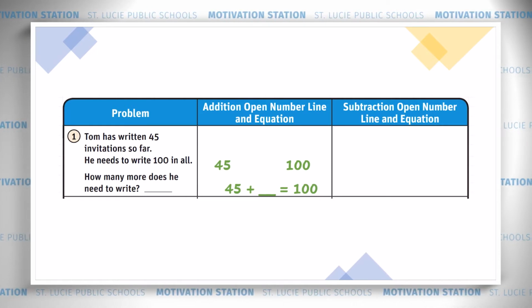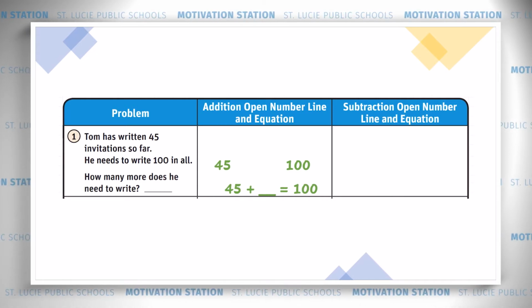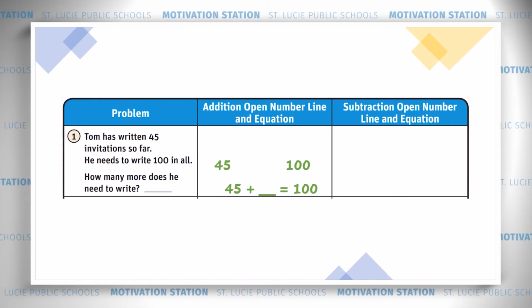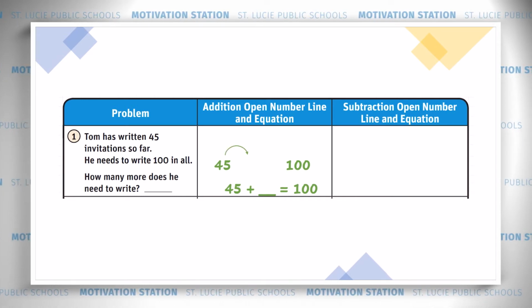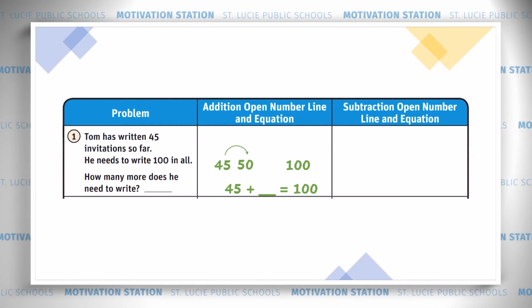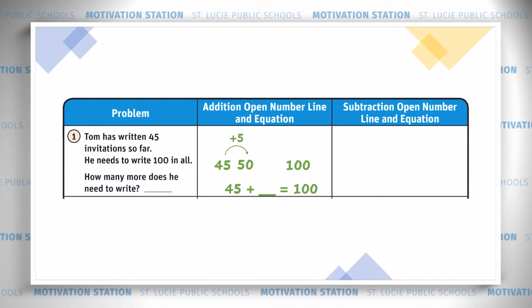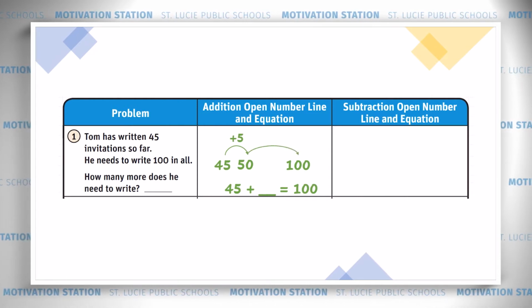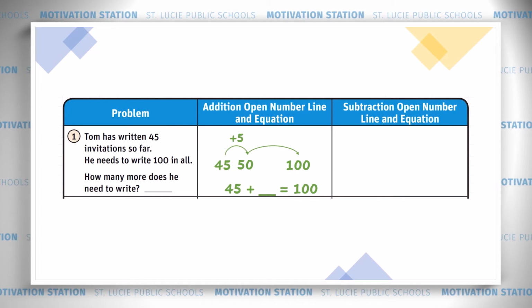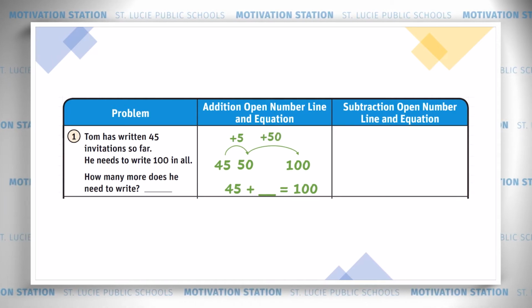After you write it down, think about what your first jump would be. For me, I would want to get to a nice easy 10 from 45. The closest 10 would be 50. 45 to 50 would be plus 5. And then I need to think about my jump from 50 to 100. Well, that's easy. That's just plus 50. 50 plus 50 is 100.